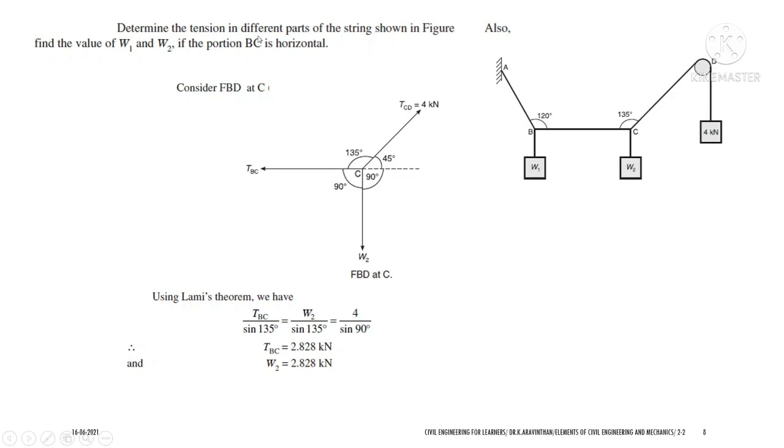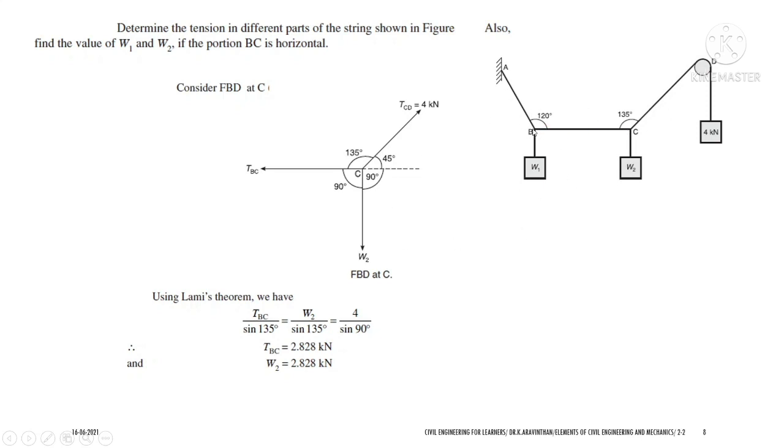Determine the tension in the different parts of the string as shown in the figure. Find the value of W1 and W2. So these are the 2 unknown forces you have to find, and the same rope is given. This can be either a rope or a cable or a strut. The angle is given in the picture. What you have to find is the tension in different parts, that is, AB and BC are the parts here.